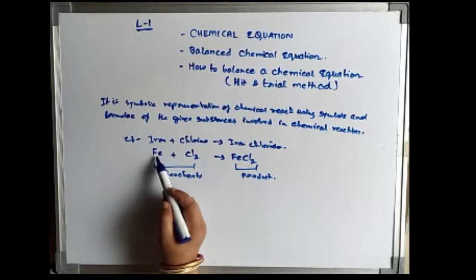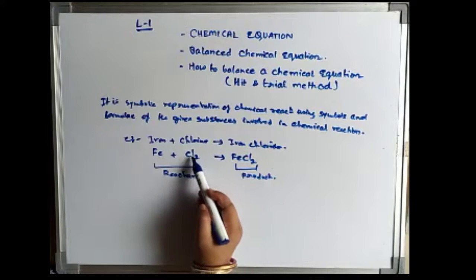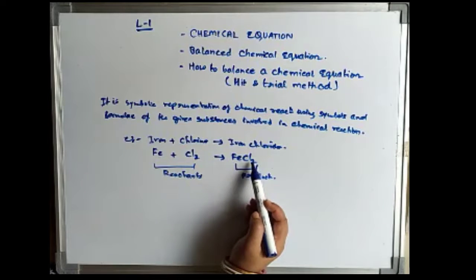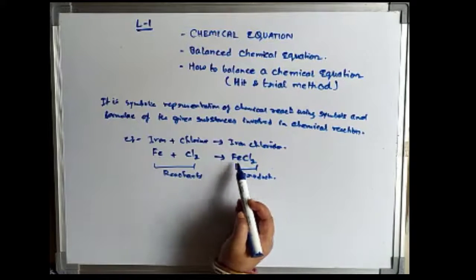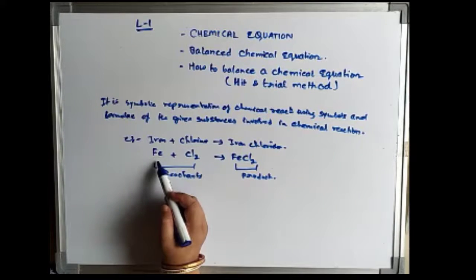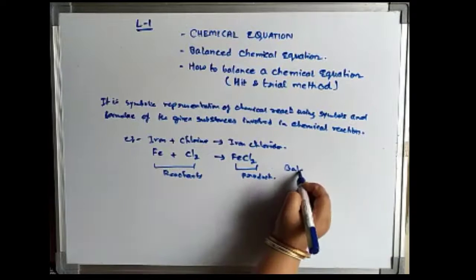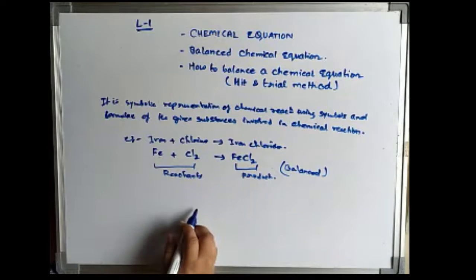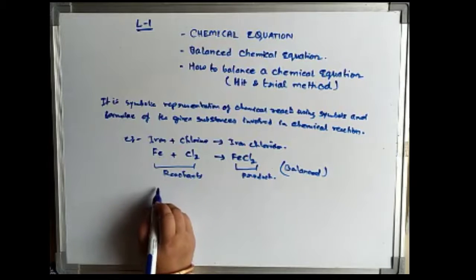Now Fe, you will find how many atoms are there? 1 atom of Fe. Here 2 atoms of chlorine. Here 1 atom of Fe and 2 atoms of chlorine have been used. That means this is already balanced. So I am not required to balance this reaction. It is already balanced.